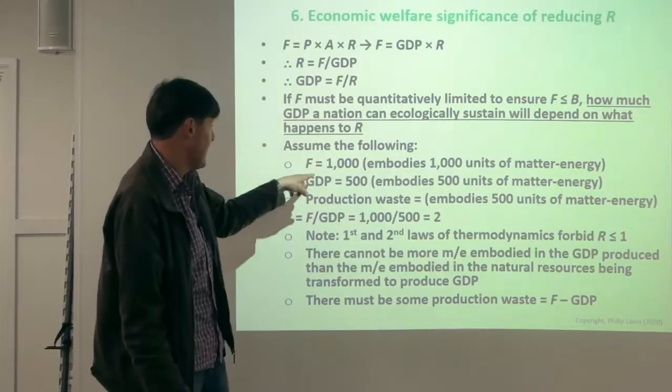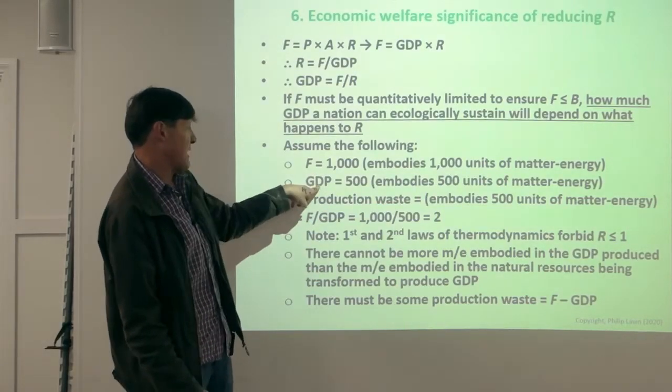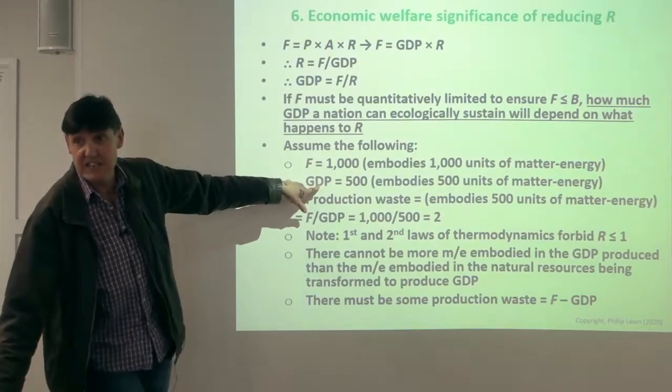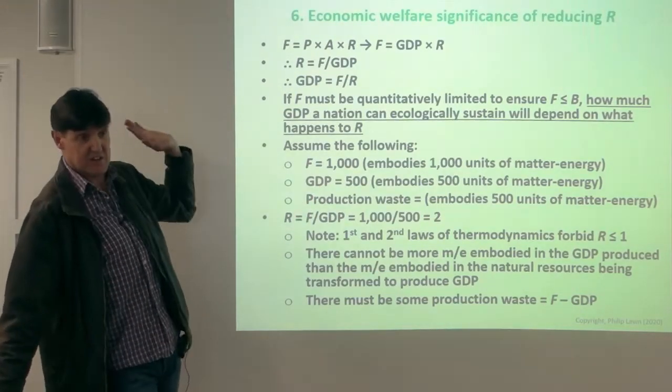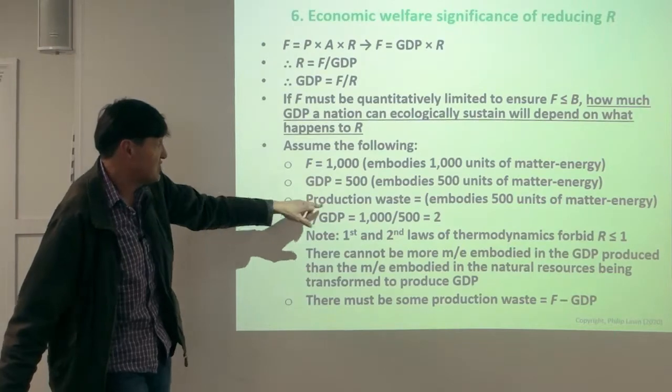The second law, the entropy law, means that there's always going to be some production waste. So if that's 1,000, this can't be 1,000. You can't have 100%, there's got to be some waste. In fact, technological progress enables you to reduce the amount of waste.